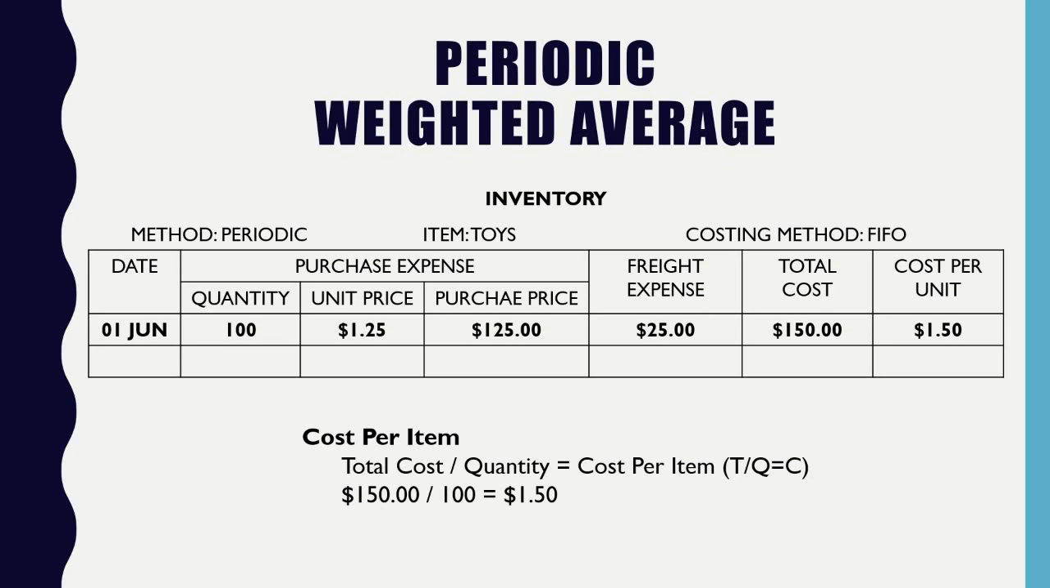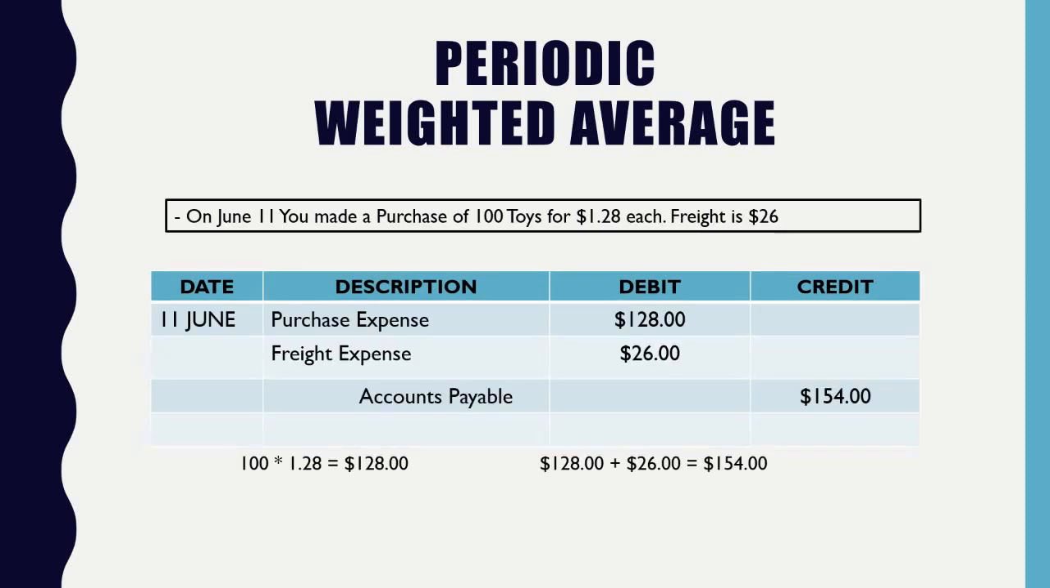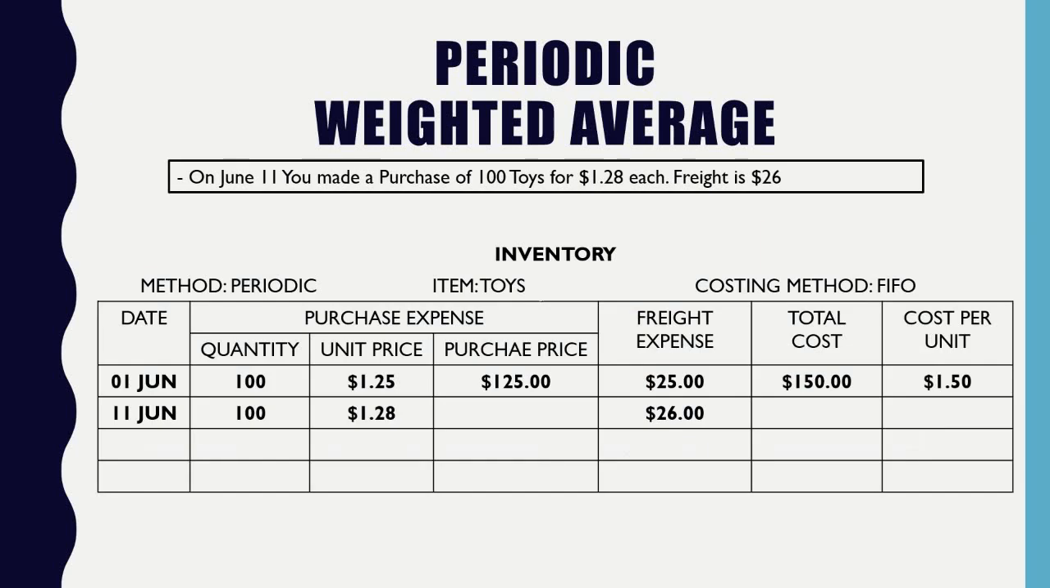That's if this is your only batch of inventory. But we know that's not true, because we end up purchasing another batch on June 11. We purchased another 100 toys at $1.28 with the freight costing $28. So here's the journal, and now we're going to plug it into our inventory worksheet. Once again, we solve for the purchase price and the total cost. And now the question is, are we going to solve for our average cost per item? In this case, no, you don't need to.